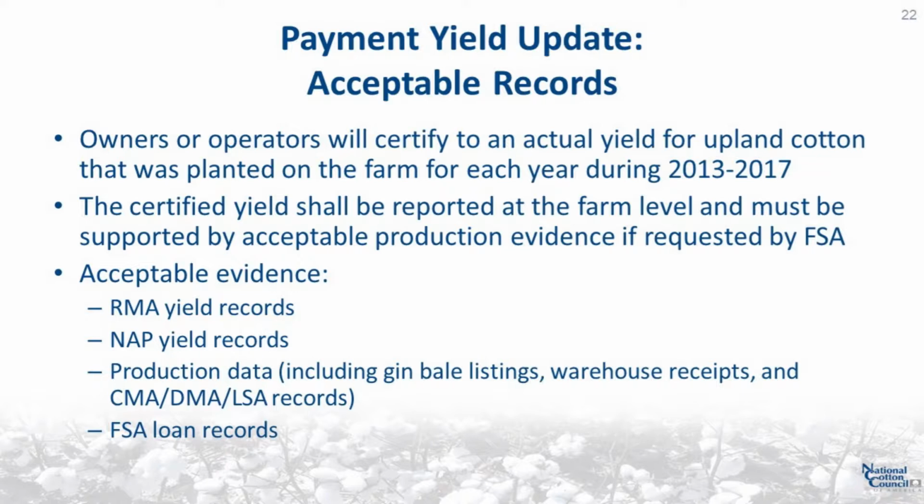Acceptable evidence includes RMA yield records, NAP yield records, production data such as Gin Bell listings, warehouse receipts, CMA, DMA, LSA records, and FSA loan records. Now, while RMA records are generally a good source of yield data, keep in mind that quality losses do lower production and result in a lower yield.